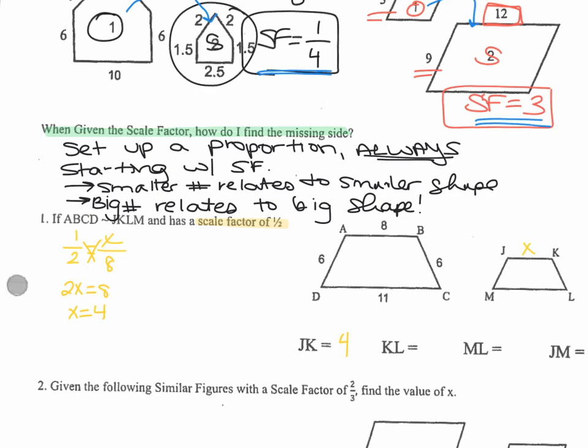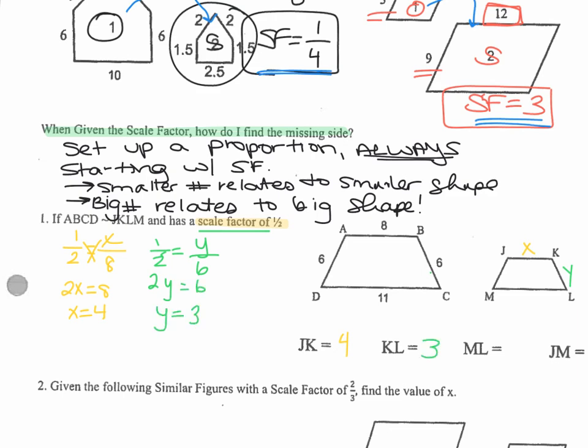So let's find KL. I'm going to label that y. I'm still starting with the same scale factor, 1/2. But now I have to look at y. Is y on the small shape or on the big shape? Well, y is on the small shape, so now I come to my scale factor. Where's my smaller number? It's on the top, so y goes on the top. Y corresponds to 6. Bigger number goes at the bottom. Cross multiply, I have 2y equals 6, so y equals 3.